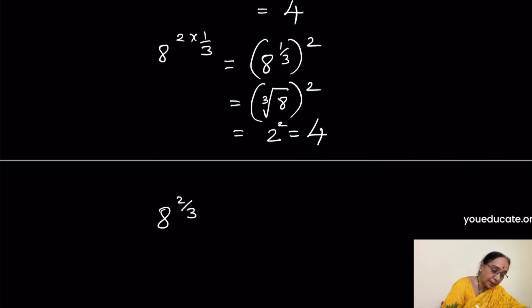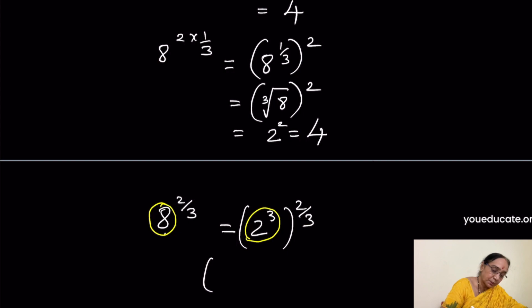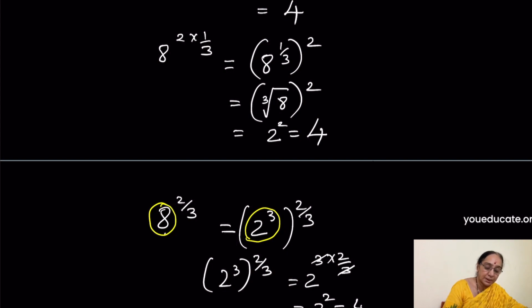So here 8 can be written as 2 cubed, isn't it? 8 is 2 cubed. This 8 I can write as 2 cubed. And that is raised to 2 by 3. So what I have here is 2 cubed raised to 2 by 3. Now using the power rule, it is 2 raised to 3 times 2 by 3. That 3 cancels out. You get 2 raised to 2, which is 4. This I feel is the easiest method of all the 3 methods which I have listed.